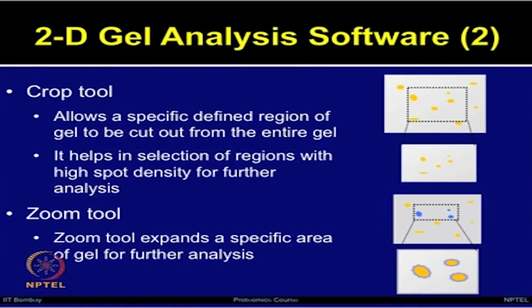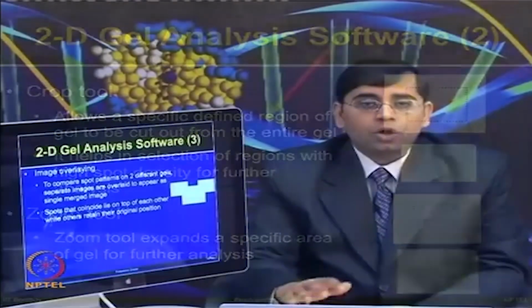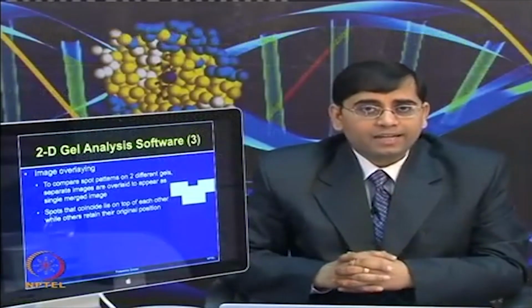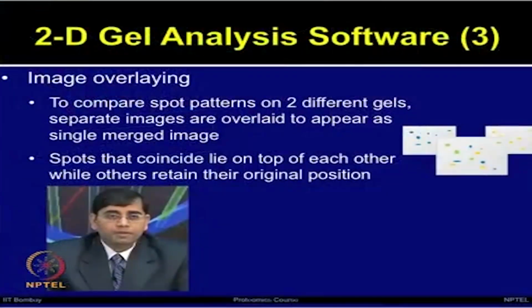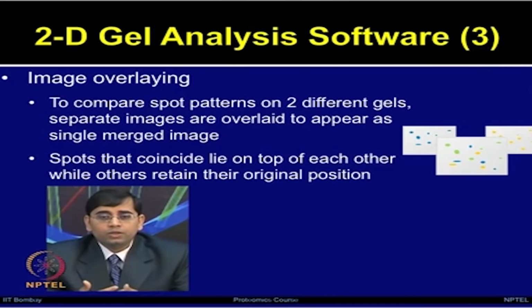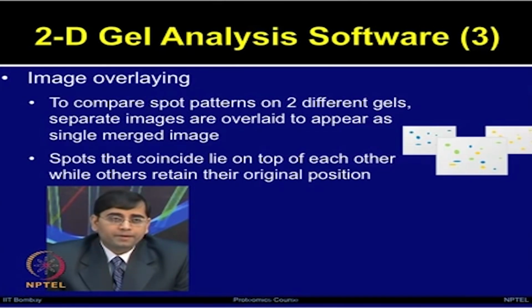Next, you would like to see your spots in more detail. So, you would like to use the zoom tool, which can expand a specific area of the gel for further analysis. Now, image overlaying is a very important aspect, because if you are comparing two gels, on one you have control, the other you have treatment, you would like to overlay those images together to compare the spot pattern present on two different gels, because you have acquired two separate images.